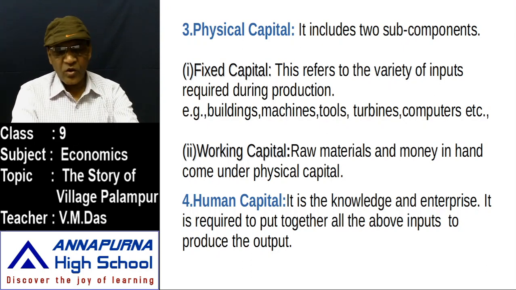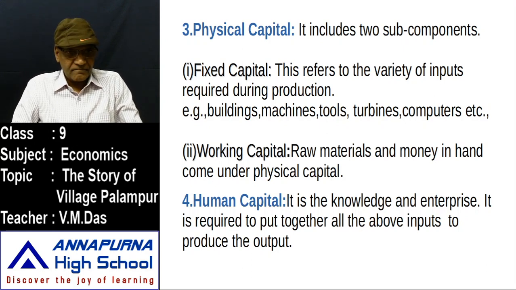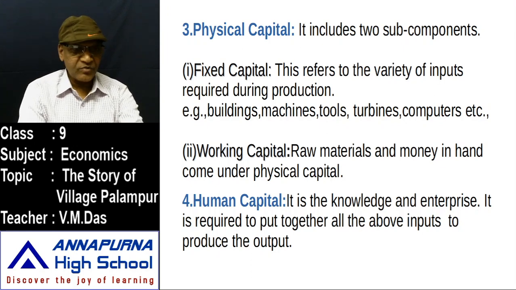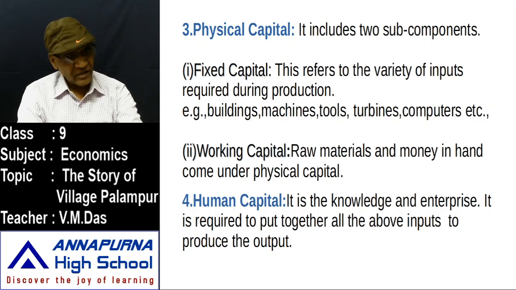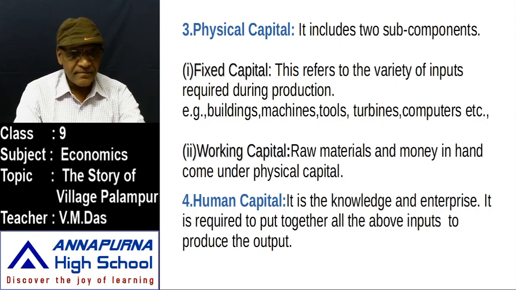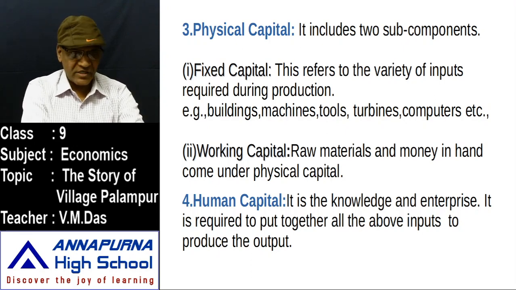Now let me tell you what fixed capital is. Fixed capital refers to the variety of inputs required during production. What are the inputs? They are buildings, machines, tools, all types of tools, turbines, computers, and various kinds of tools and machinery. All these come under fixed capital. They are called fixed capital. See, my dear children, all these items play a very important role in production.